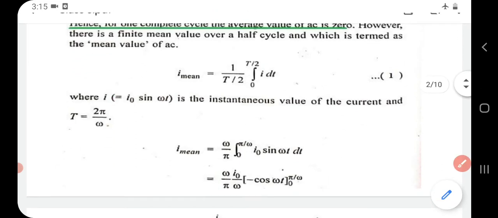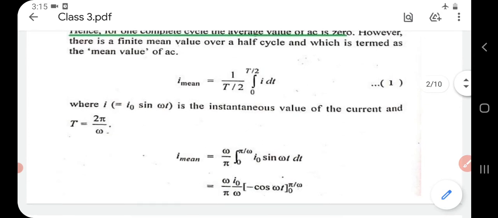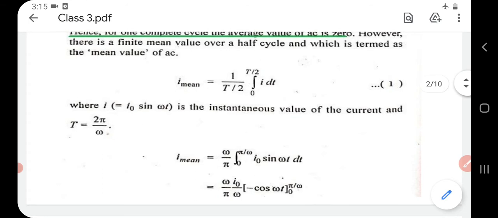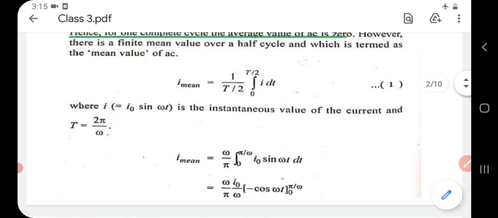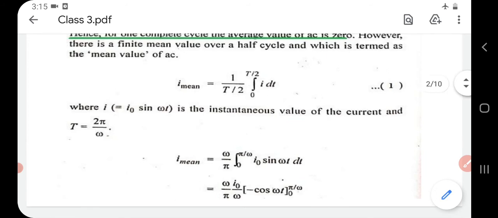So the mean value of AC is given like this. I mean is equal to 1 by T by 2. T is the time period. Since we are calculating over a half cycle, instead of T we write T by 2. So I mean is equal to 1 by T by 2, and you integrate from 0 to T by 2 because of the half cycle, of small i dt. What is small i? The instantaneous value of current. Capital T is 2 pi by omega.